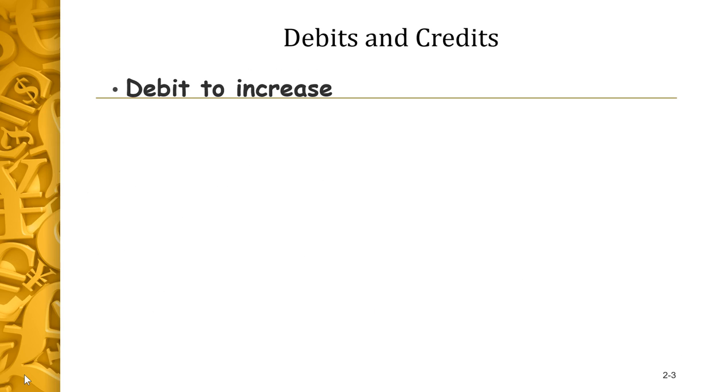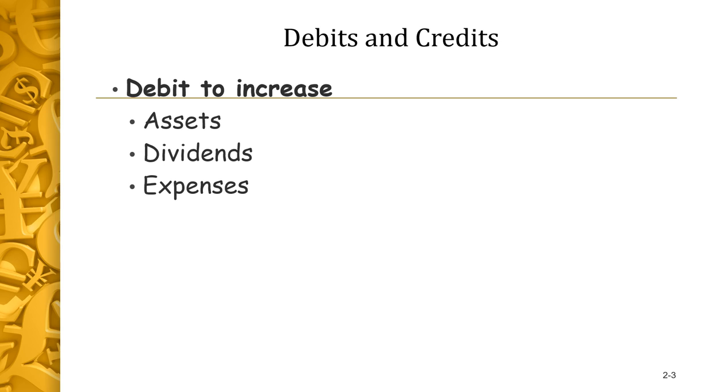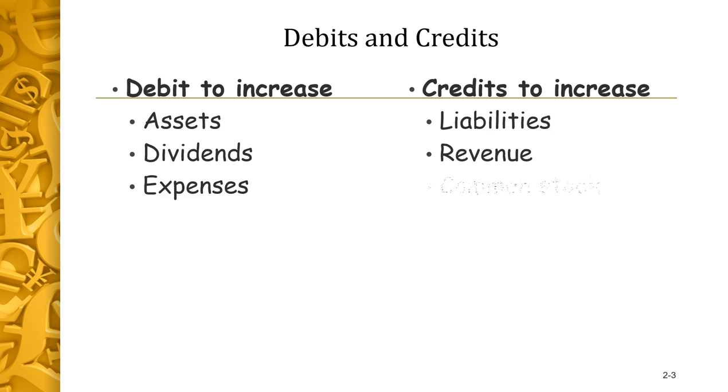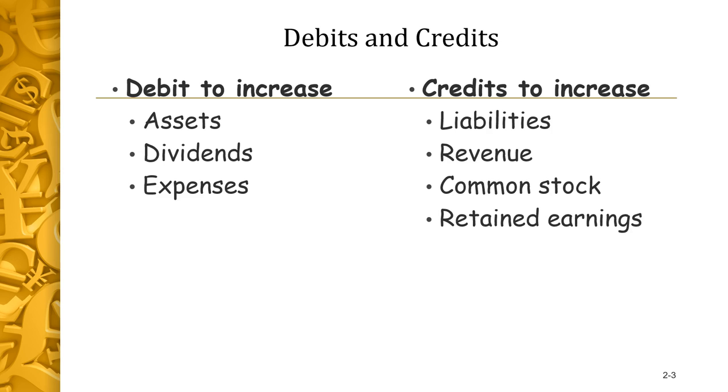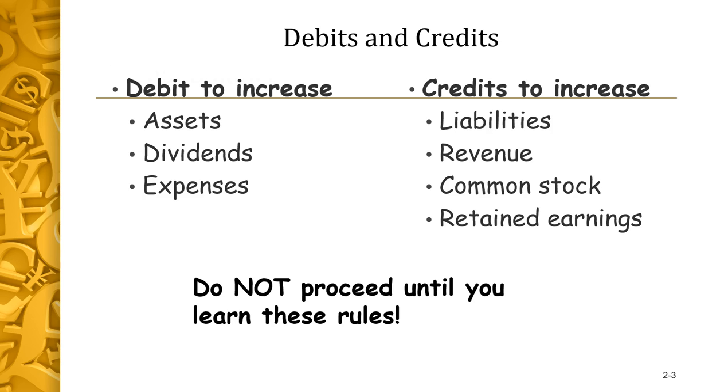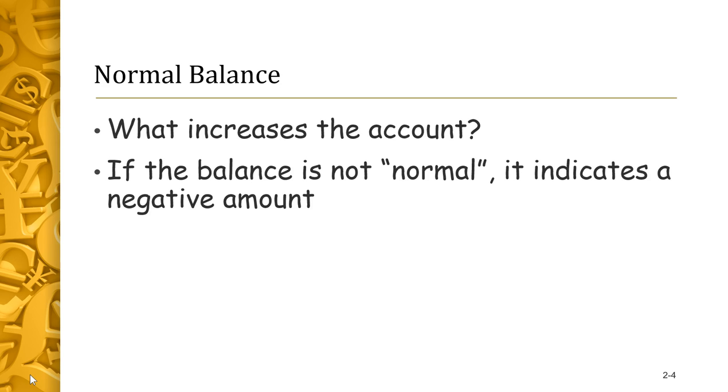Now, debits and credits. Remember, you should keep this on a piece of paper while you're doing your homework. You use a debit to increase assets, dividends, and expenses. You use a credit to increase liabilities, revenue, common stock, and retained earnings. So, you need to memorize that. Normal balance, that's another thing. You got to remember the way you increase them is the normal balance. So, what increases the account? If the balance is not normal, it indicates a negative amount.